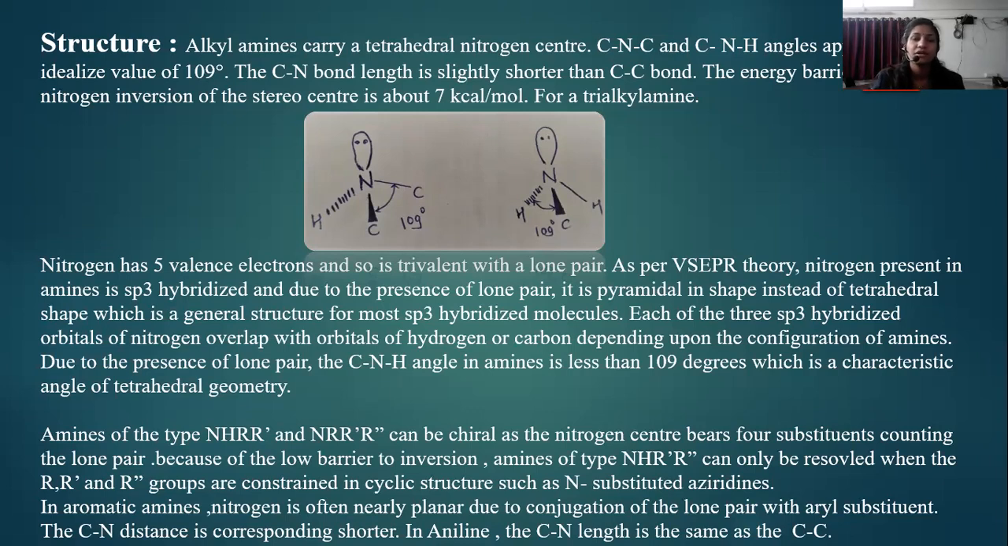of a tetrahedral geometry. Also, amines of the type NHR,R' and NRR'R'', that is the secondary and tertiary amines, can be chiral as the nitrogen center bears 4 substituents, counting the lone pair, because of the low energy barrier to inversion. Then in aromatic amines, nitrogen is often nearly planar due to the conjugation of the lone pair with the aryl substituent. The carbon-nitrogen distance is correspondingly shorter. In aniline, the carbon-nitrogen length is the same as a carbon-carbon bond.